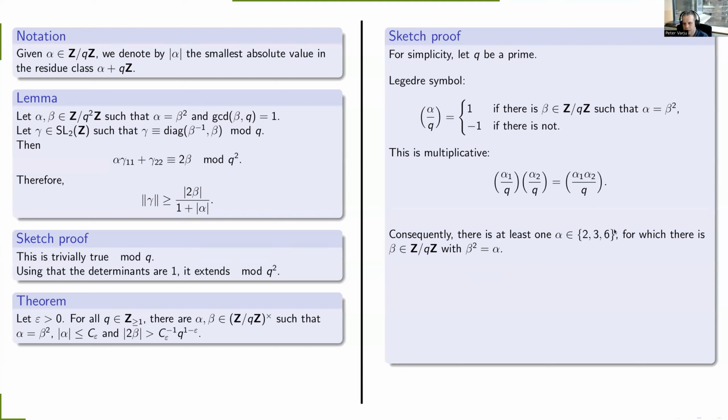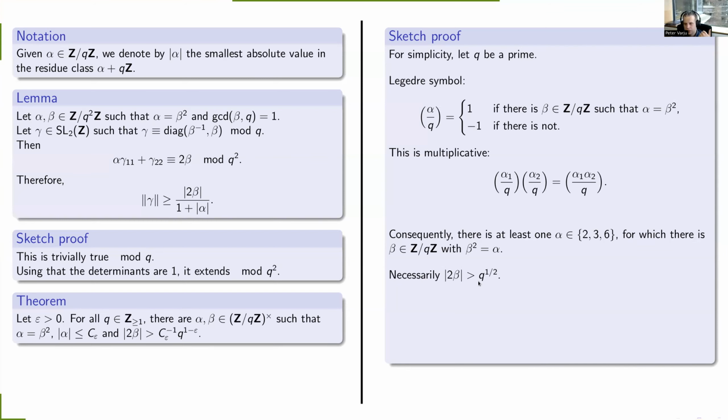And in other words, this says that among these 3 numbers, at least one of them will have a square root in Z mod qZ. Now that's very good because that's a possible candidate for alpha. It's a small number that has a square root. And in fact, it is easy to show that if you take such an alpha, one of these guys, then for the corresponding square root beta, it will be true that 2 times beta will be bigger than square root of q.